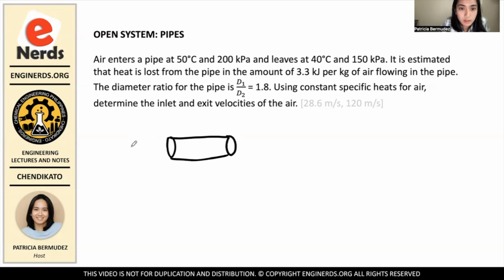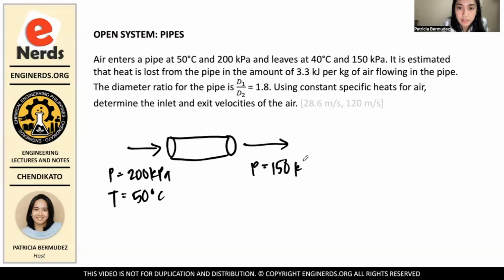And then there's air that flows in and there's air that exits. So the condition of the air that enters is that pressure is equal to 200 kilopascals. And then the temperature is 50 degrees Celsius. And then at the outlet, the pressure is 150 kilopascals. And then the temperature is 40 degrees Celsius. Okay. And there is heat here that is equivalent to negative, because heat is lost. So negative 3.3 kilojoules per kilogram of air.